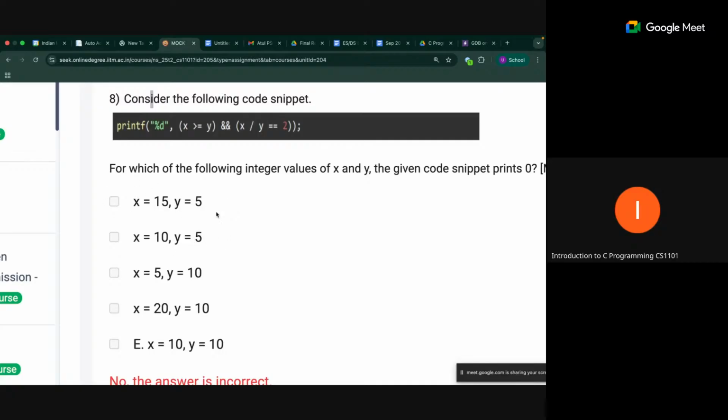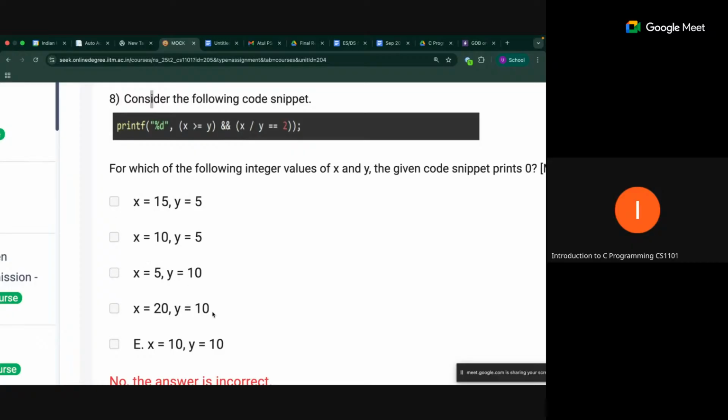Then 10 by 5. 10 is greater. 10 divided by 5 gives 2. So this is the answer. 5 by 10. Is 5 greater than 10? No, false. Then if the first condition in the AND is false, will it check the second condition? No, ma'am. Exactly. So anyway, this is also not giving the right answer.